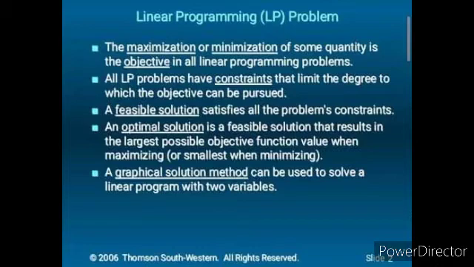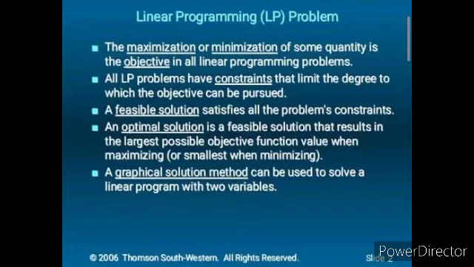The next one. An optimal solution is a feasible solution that results in the largest possible objective function value when maximizing, or smallest when minimizing. An optimal solution to a linear program is a solution which satisfies all constraints with maximum or minimum objective function value. In simpler words, in a linear programming question, we are given an objective function and some constraints, and we have to find minimum or maximum values.